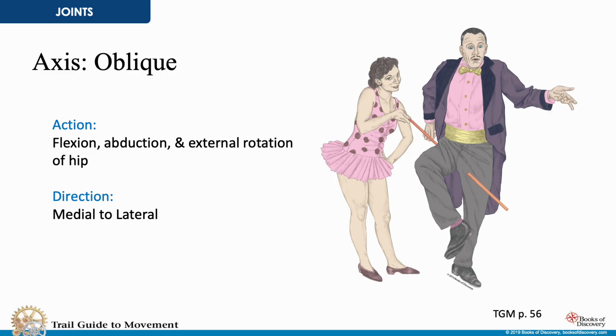Again, O, thinking odd. The action is flexion, abduction, and external rotation of the hip, and direction is medial to lateral. Now, a real-world example of this, of course, is like we show here, the external rotation of the hip, but it can also be used by looking at the foot and ankle.